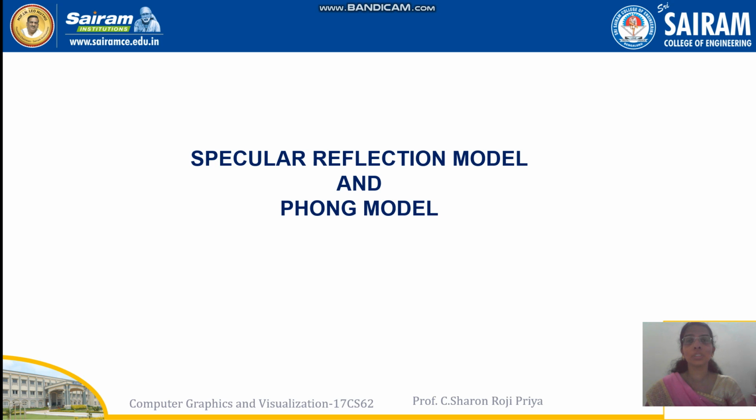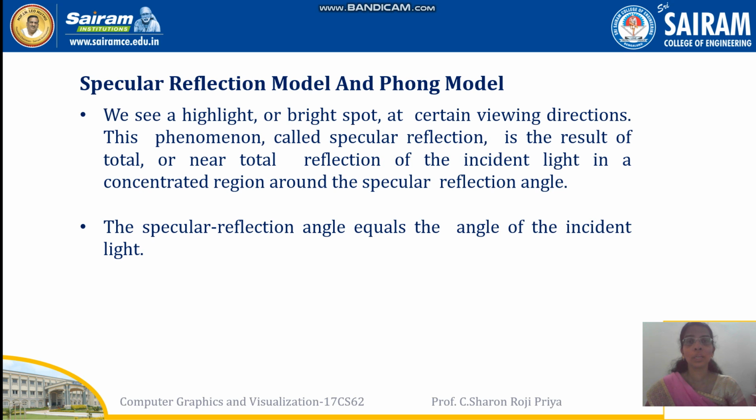Hi everyone, in this video we'll discuss the specular reflection model and the Phong model. In the previous video we have seen the definition of light, the properties of light and the equation for diffuse reflection. We know what diffuse reflection is: when light falls on a rough surface, it gets scattered equally in all directions.